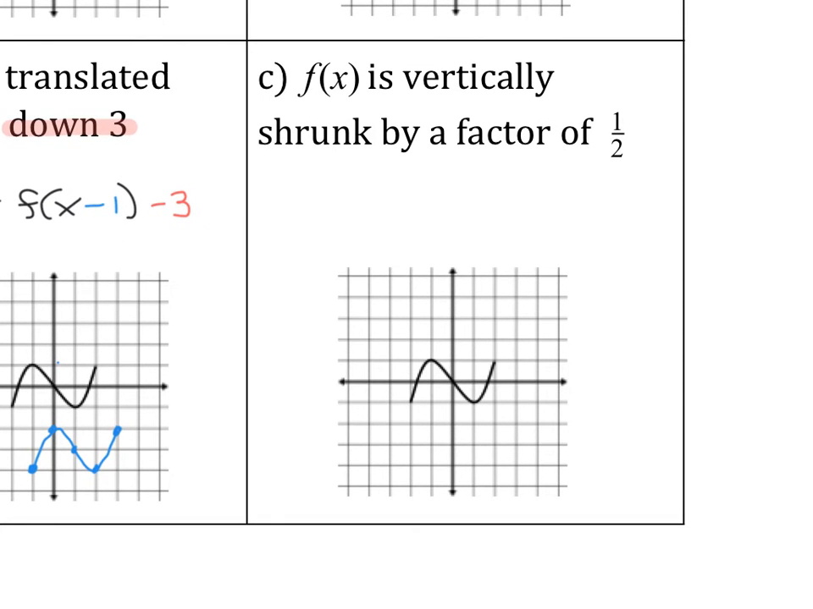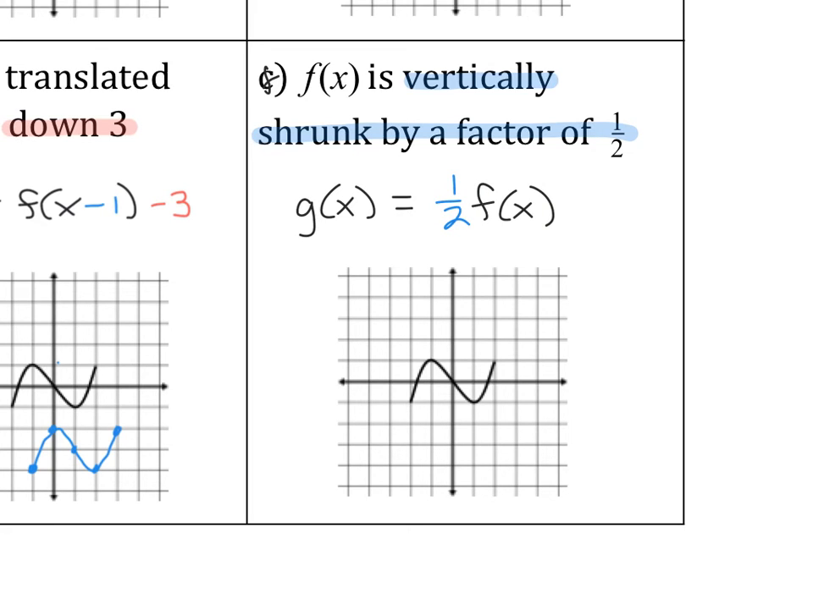Okay, let's look at this last example. This should say example F. So f of x is vertically shrunk by a factor of 1/2. So it is a vertical transformation. So we're going to make sure it is not grouped with x. And since it's a stretch or shrink, we're going to be multiplying. So we're actually going to multiply f of x by 1/2. So g of x, our new function, is going to be 1/2 times f of x.